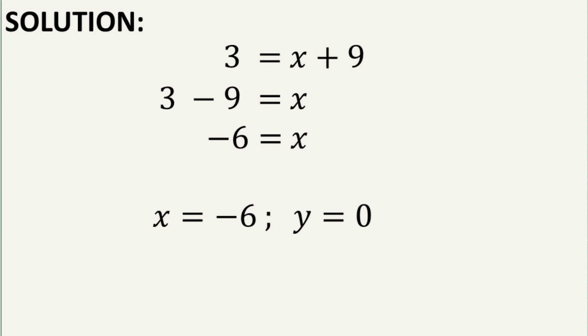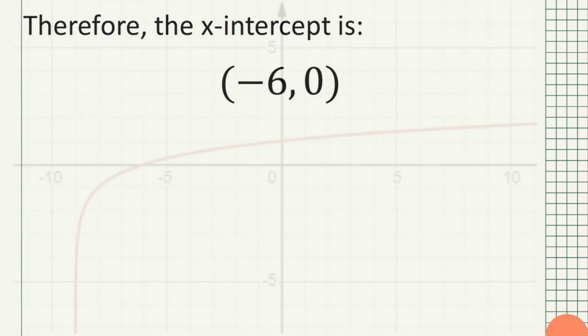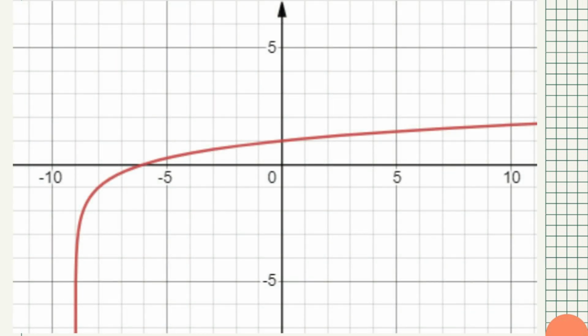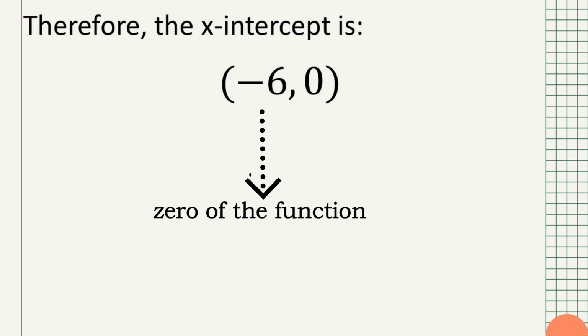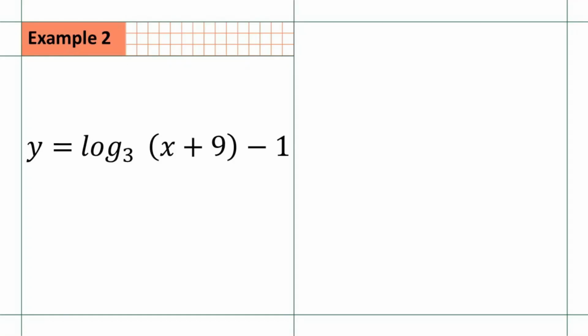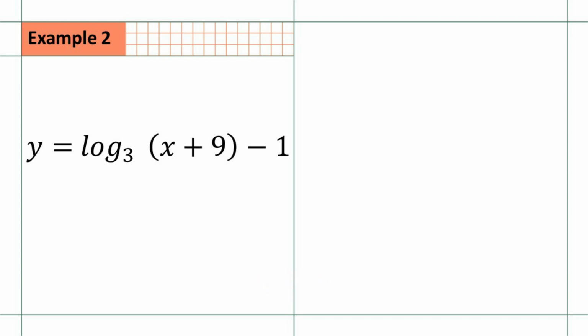Our x is negative 6 and our y is 0. Therefore, the x-intercept is negative 6, 0. This means that the graph will cross the x-axis at negative 6, 0. Also, negative 6 is the 0 of the function. Next, y-intercept. Once again, just copy the function.